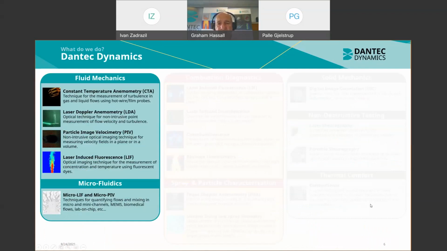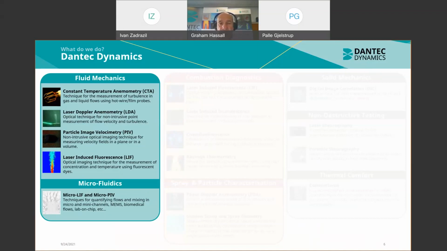So, by way of a brief summary for fluid mechanics, we have the following techniques. Hot wire or constant temperature anemometry for the measurement of velocity or turbulence at a point. Laser Doppler anemometry for measuring point velocities in 1, 2, or 3 dimensions non-invasively. Particle image velocimetry for measuring velocity fields in a 2D plane with 2 or 3 velocity components.